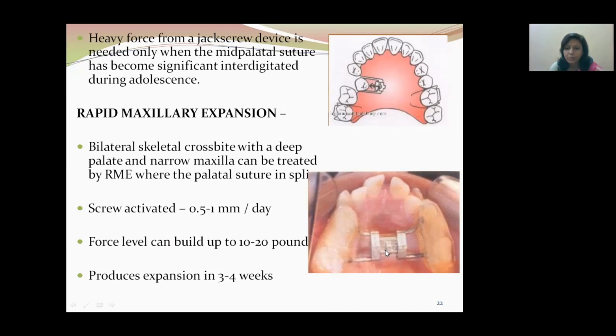Because the problem is skeletal, in skeletal problems, we have to split the palatal suture to get the space and widen up the maxilla. Here the activation schedule is somewhat faster. The screw will be activated 0.5 to 1 millimeter per day, and force level can be up to 10 to 20 pounds, and it produces expansion in a very fast manner in 3 to 4 weeks.